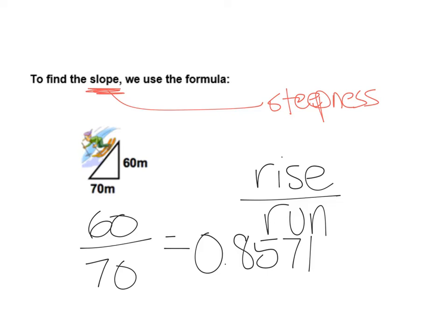The important thing for us to understand here is rise over run is how we find the slope of any line. And we always look at the change in the rise, how much the thing is going up or down, and the run, the horizontal change or length.